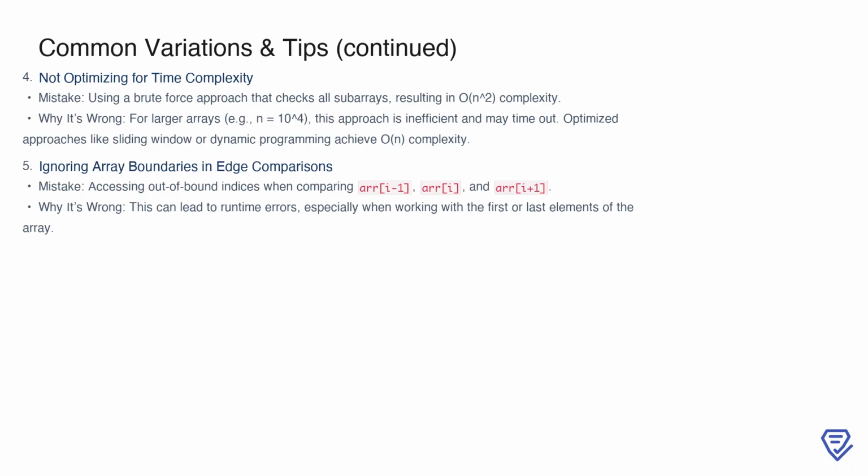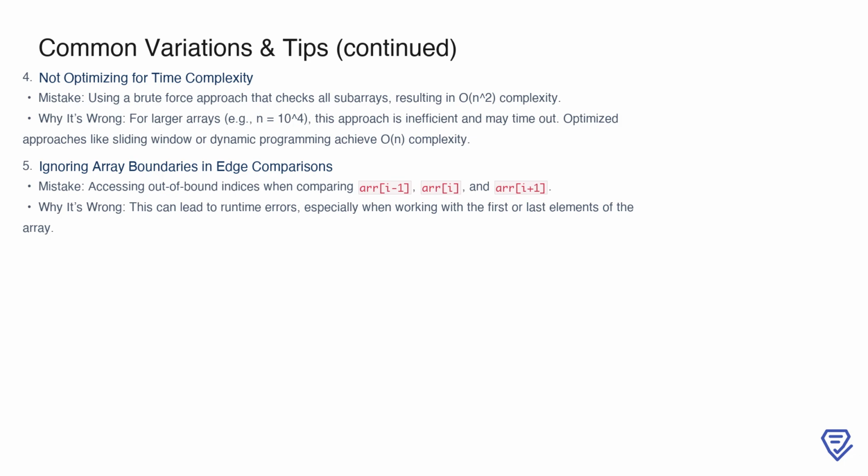Another issue to be mindful of is time complexity. A brute force approach that checks all possible subarrays runs in O(n²) time, which becomes impractical for larger arrays, such as those with 10,000 elements. Optimized methods, like the sliding window technique or dynamic programming, allow for an O(n) solution, which is much more efficient and avoids timing out. Additionally, ignoring array boundaries during comparisons can cause runtime errors.